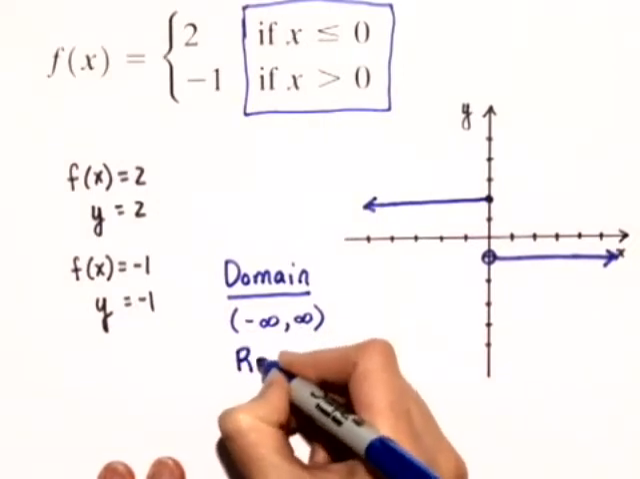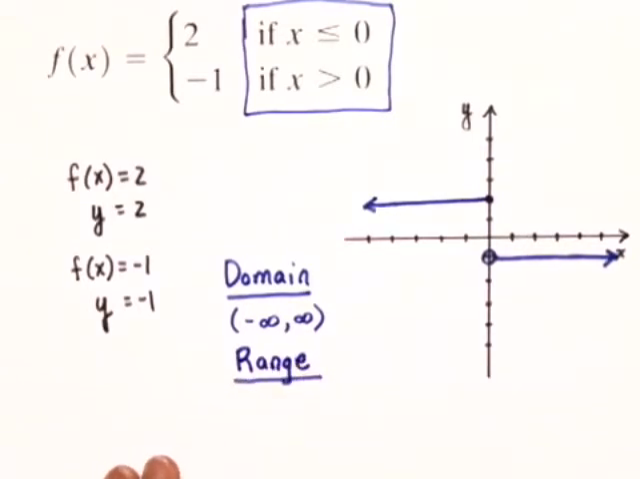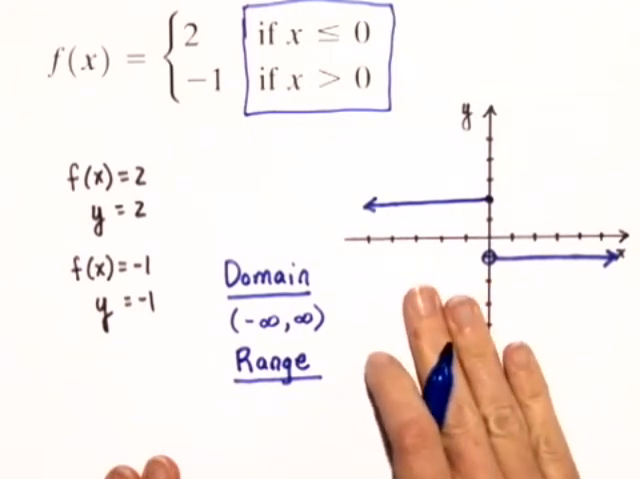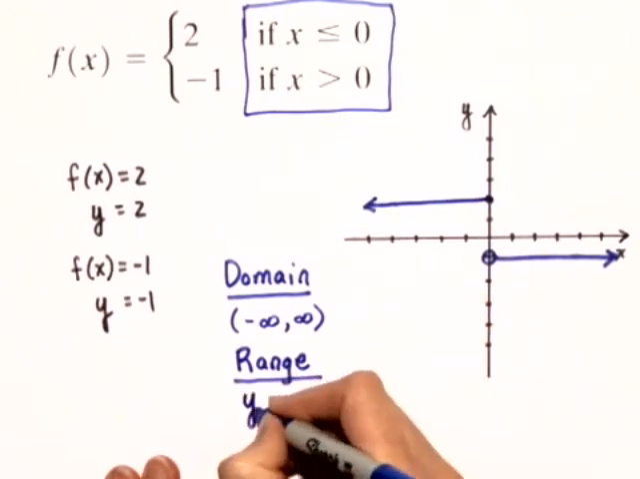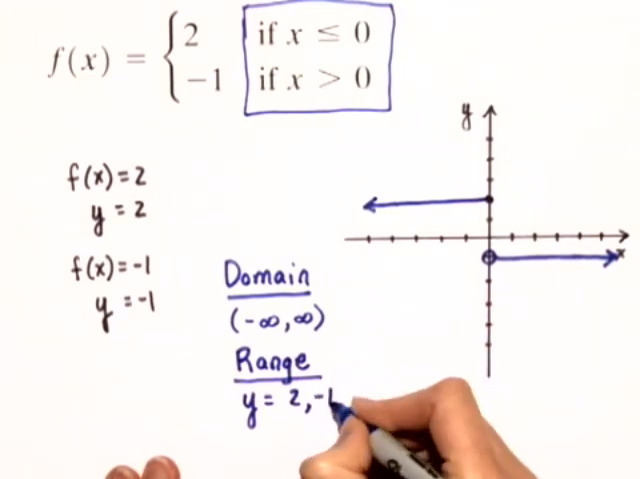The range, really we're asking what values can y be? Well, there's only two values that y takes on in this graph. Y can either be the value +2 or it can be the value -1.